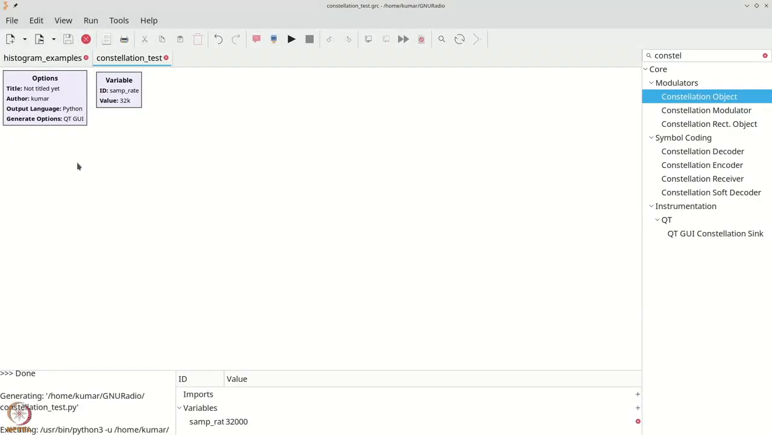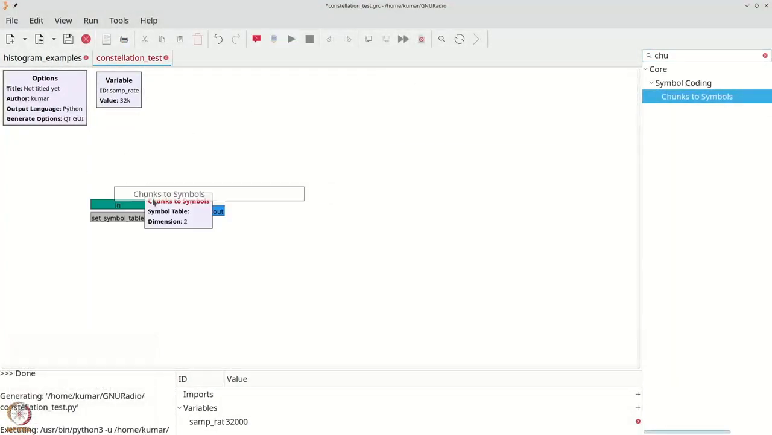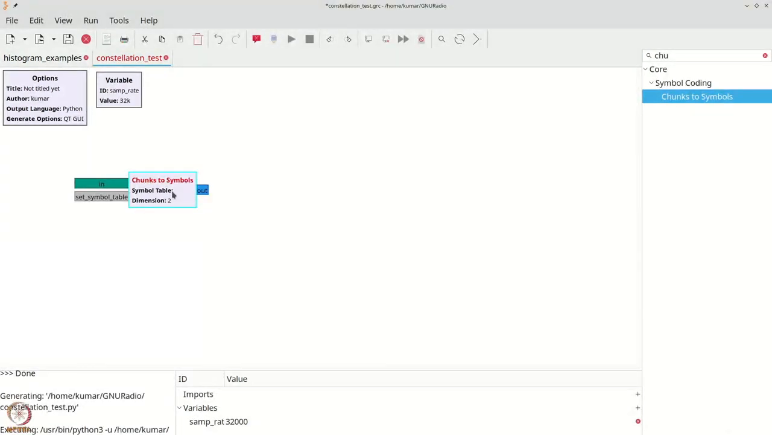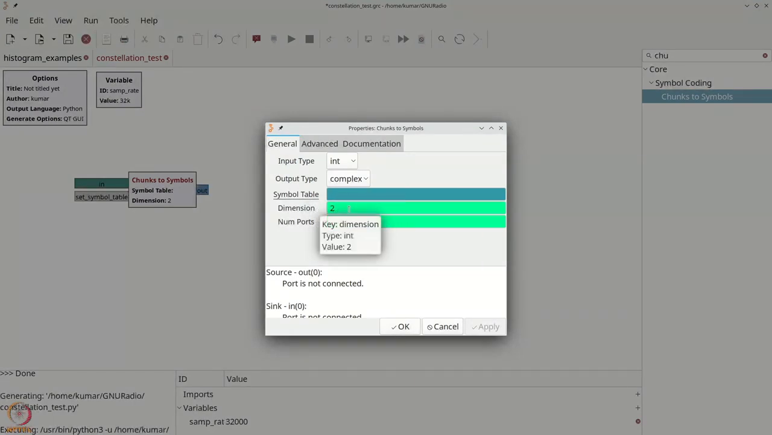Let us begin with an approach to construct and generate constellations from symbols on GNU Radio. So let us begin by first looking at the chunks to symbols block. So I will press Ctrl F or Command F and type chunk. So we grab the chunks to symbols block and place it here. The chunks to symbols block plays the role of a table lookup. You have to provide a symbol table, and the chunks to symbols block takes an integer 0, 1, 2 or so on and gives you the 0th, 1st or 2nd corresponding object from the symbol table.